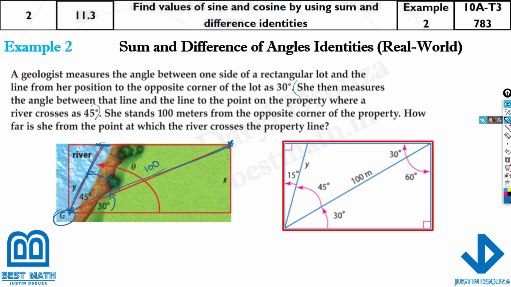Yeah, this one. I'll just refer to this. It's the same one, but a bit cleaner. This is the place where the geologist is, and this Y is what we want. This is 30 degrees. This is 45 degrees.